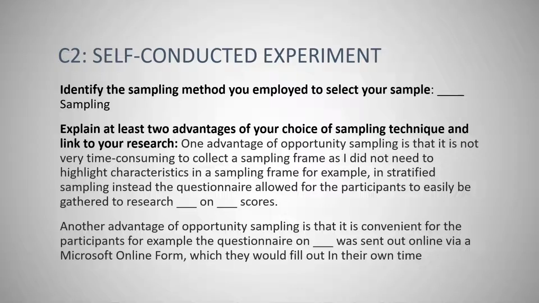In stratified sampling, instead of the questionnaire allowed for the participants to be easily gathered on something or something scores. Another advantage of opportunity sampling is that it is convenient for the participants. For example, the questionnaires on whatever was sent via a Microsoft online form, which they would fill out in their own time. So number 2 is more specific to my own investigation, but you can see the thought process behind it and you can attach that to your own.